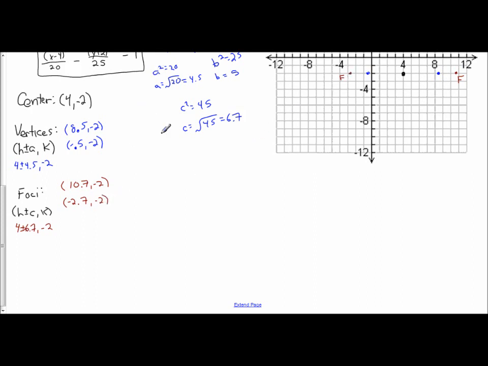And the last thing we need to figure out when we're graphing is what are the slopes of the asymptotes. And since our A value here is left or right movement, that means it is rise over run. Our A is a run. So it's going to be plus or minus B over A. So then my slope is going to be plus or minus 5 over, we can just leave it as 4.5, and that's fine.